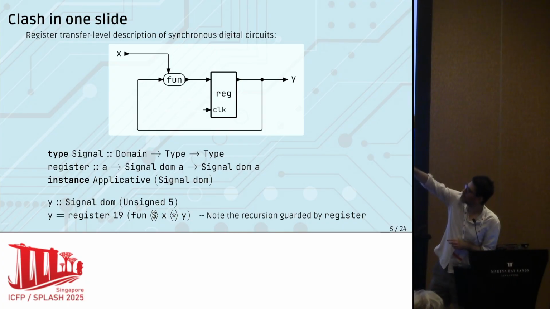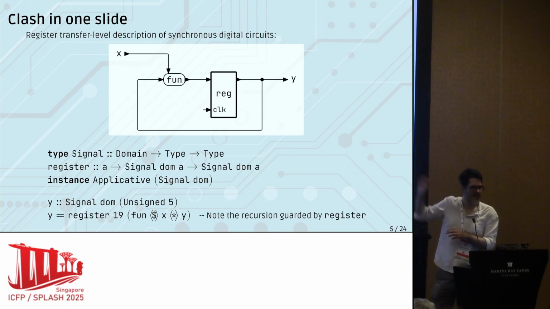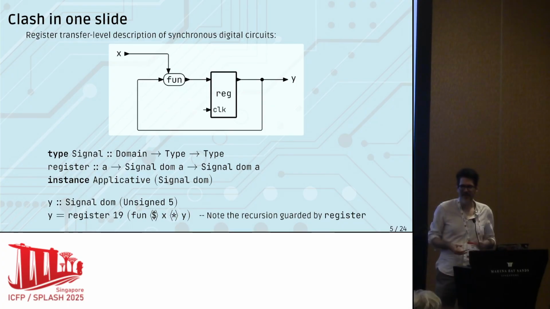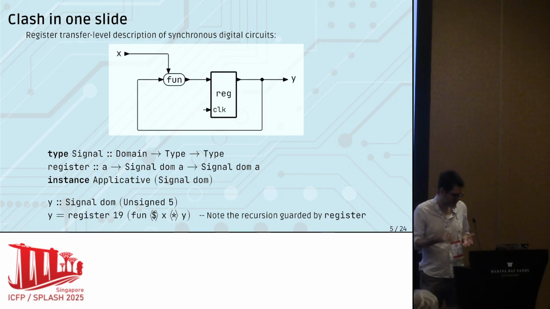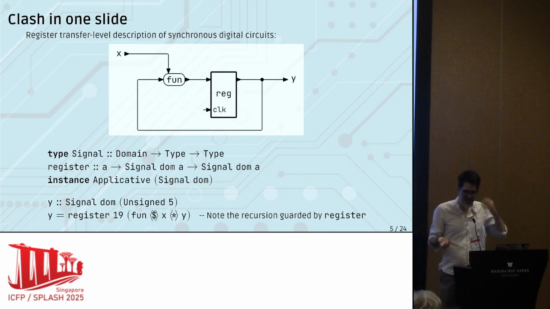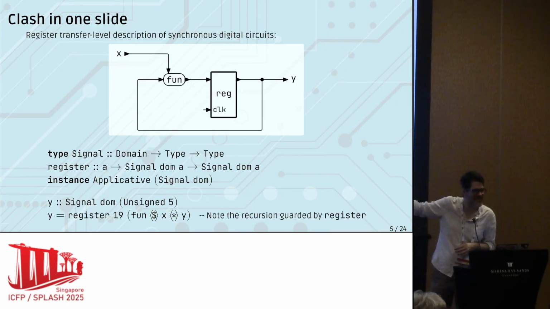And then it also has inputs from other registers like the X, or maybe it's an input from the outside world, and then Y might feed into an output to the outside world. So you have a network of these, and that's basically what you want to describe when you're working at the RTL abstraction. And so what Clash gives you is this. Anything else just follows from the fact that there is a type constructor called Signal.